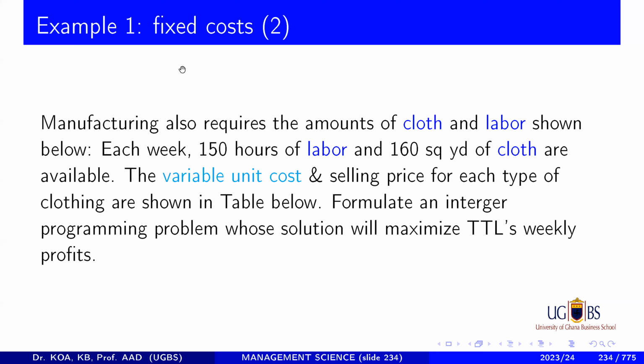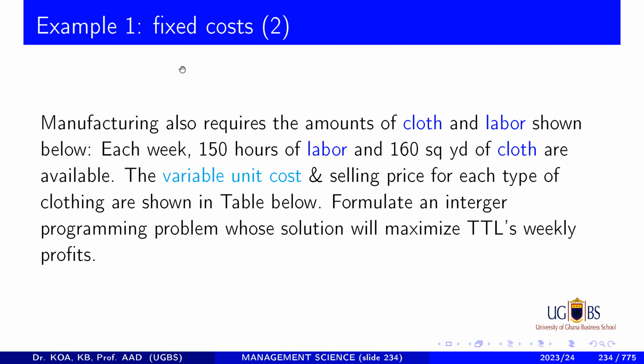Manufacturing also requires the amounts of cloth and labor shown below. Each week, 150 hours of labor and 160 square yards of cloth are available. The variable unit costs and selling price for each type of clothing are shown in the table below. Formulate an integer programming problem whose solution will maximize TTL's weekly profits.